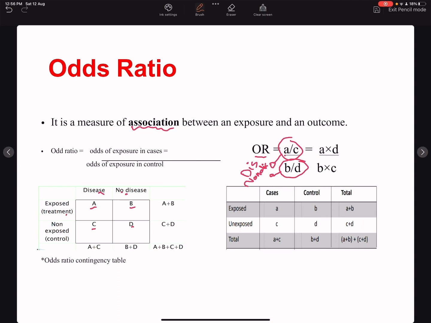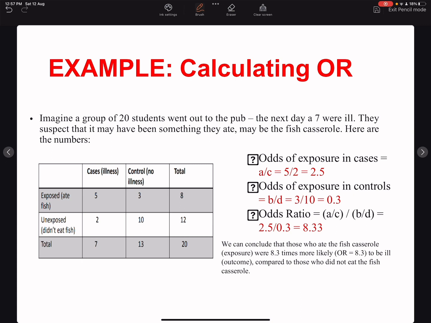So we are going to divide the deceased over the non-deceased. Deceased with exposure over deceased without exposure, divided by non-deceased with the exposure, divided by non-deceased without exposure. So if we want to calculate in this example the odds ratio in the cases, here these are the exposed group who eat fish and get sickness, and this group is not exposed to the fish but they also get the sickness. We want to calculate.